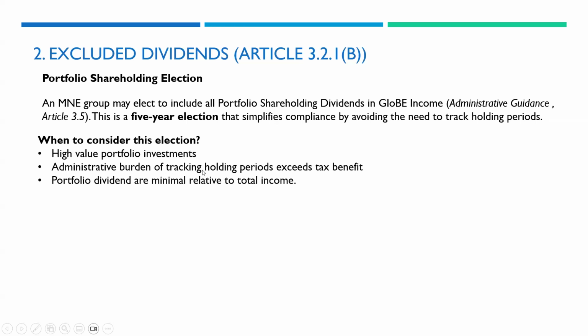The time that I take to track holding periods exceeds the tax benefit I get, or portfolio dividends are minimal relative to the total. So in such cases, you can have an option to not do this 12 months test every time. You can say, boss, it's taxable. Anything lesser than 10% shareholding, I'll just include. I don't need to see whether it is meeting the 12 months condition or not. Clear?